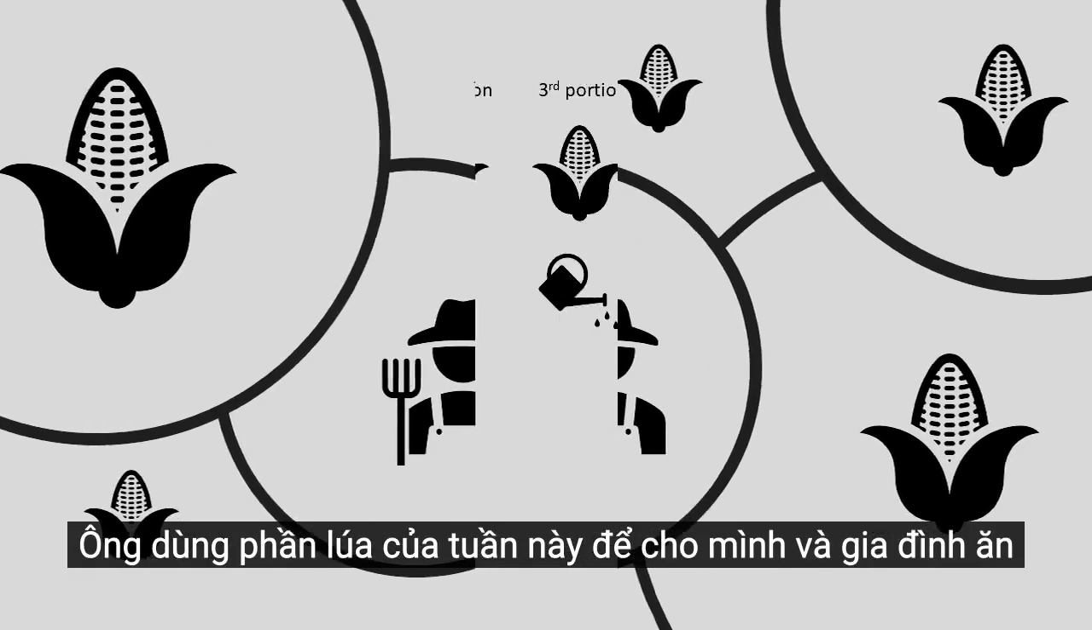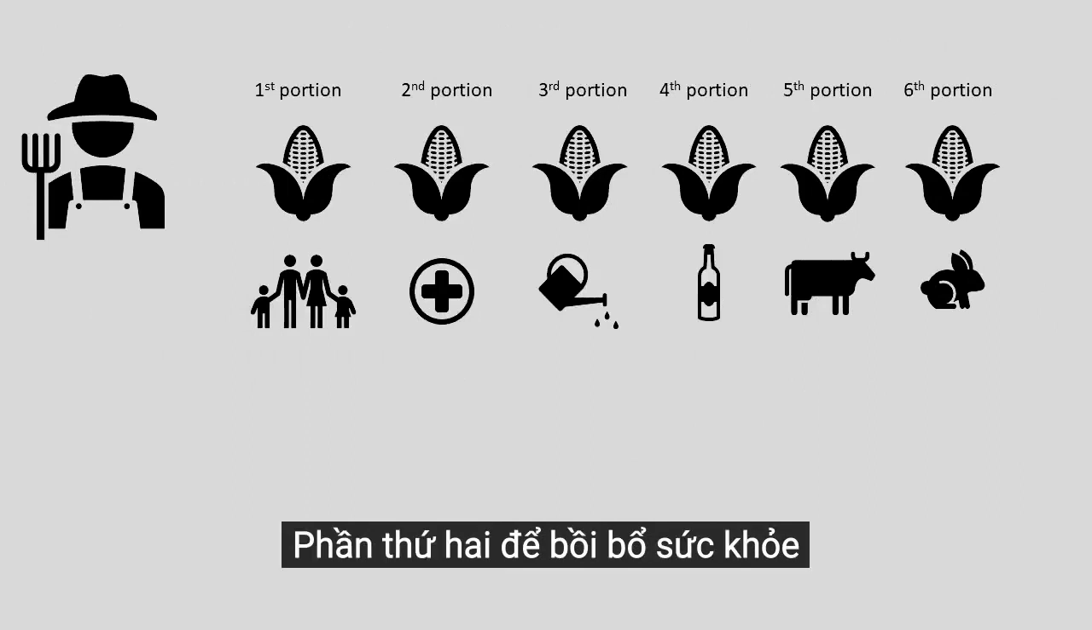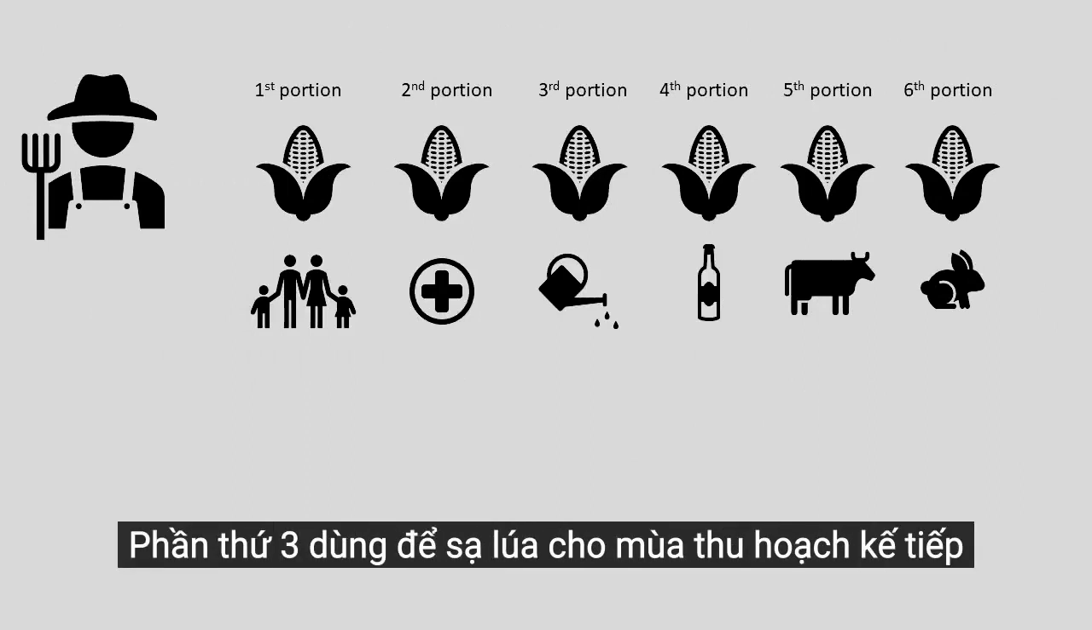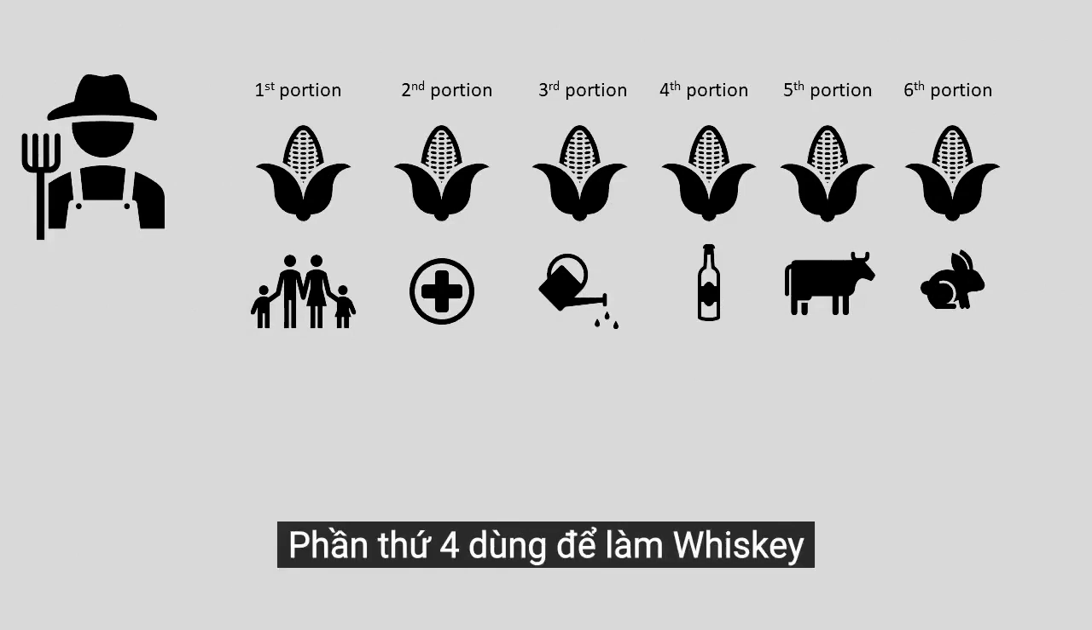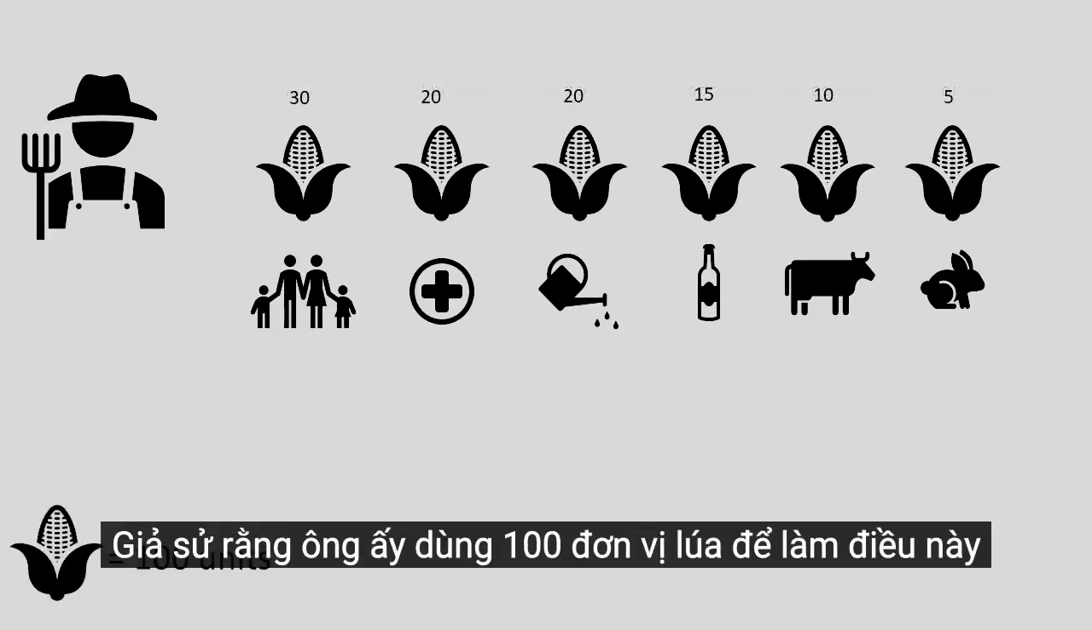He employs the first portion of this wheat to feed himself and his family. He uses the second portion to help maintain their health. The third portion is used to sow seeds for the next harvest. The fourth portion is used to make whiskey. The fifth to help feed his cattle, and anything left over to feed his pets. Let's pretend he uses 100 units of wheat to do this.